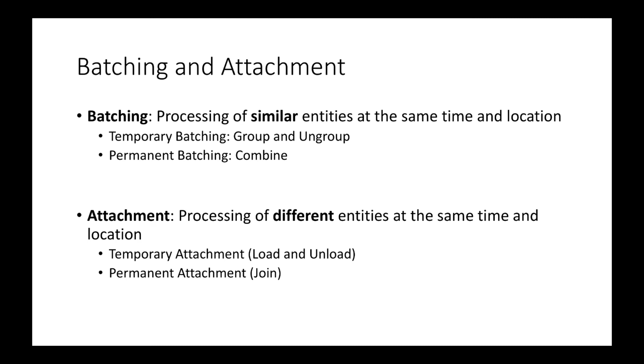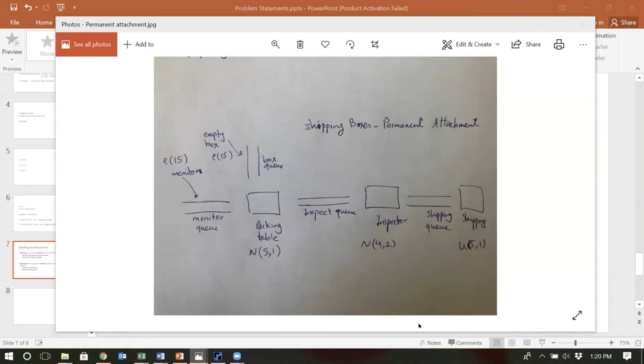That's temporary attachment. So we are going to start by going through one example in which we are going to learn permanent attachment. And this is the example that we want to go to. So first of all, I want you guys to please create a folder for week 5, and we want to create a new model in the folder for week 5. We are going to name this model Shipping Boxes - Permanent Attachment. So permanent attachment is because we are going to learn permanent attachment in this model.